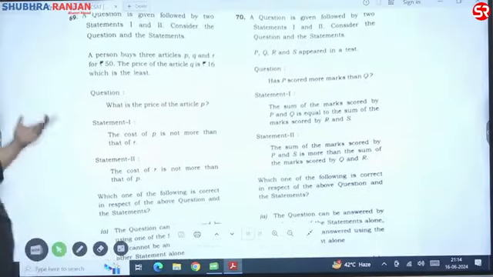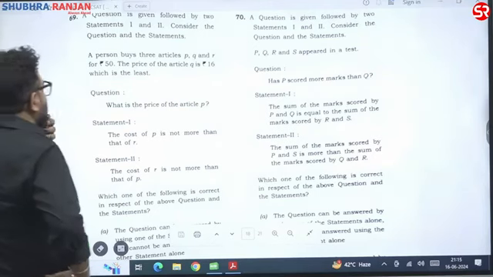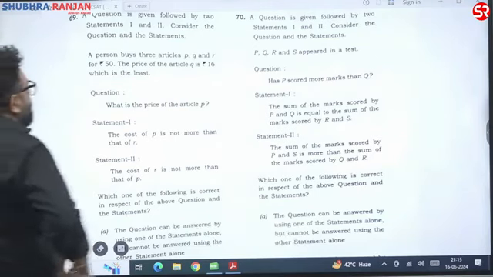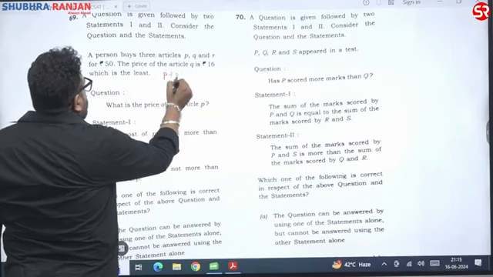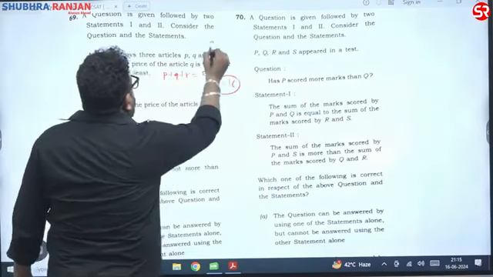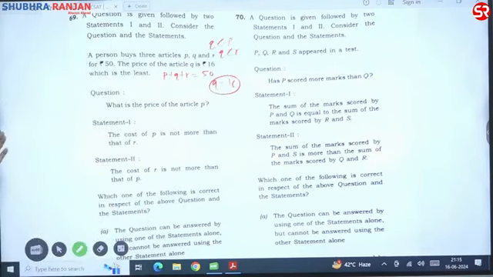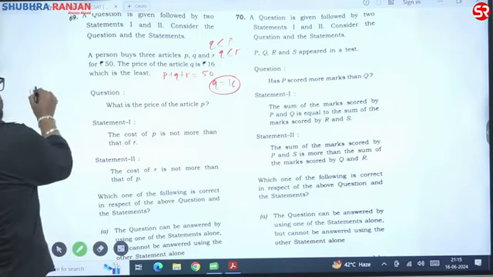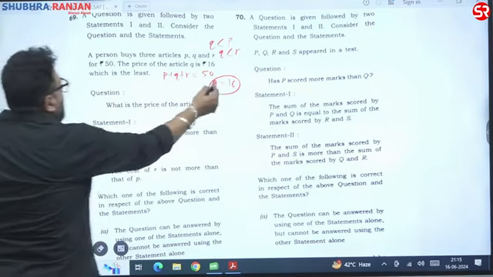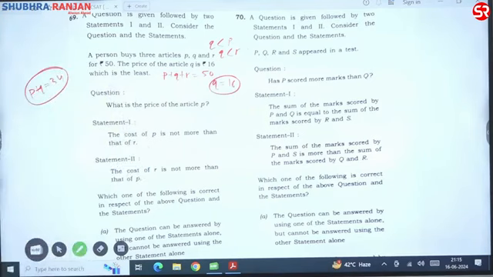Again, a very, very tricky question. He says a person buys 3 articles, P, Q and R, for rupees 50. So P plus Q plus R is 50, and Q is equal to 16, and Q is less than P and Q is less than R. We do not know the relation between P and R. In that case, P plus Q comes out to be 50 minus 16, 34. So what is the value of P? This is what he is asking.